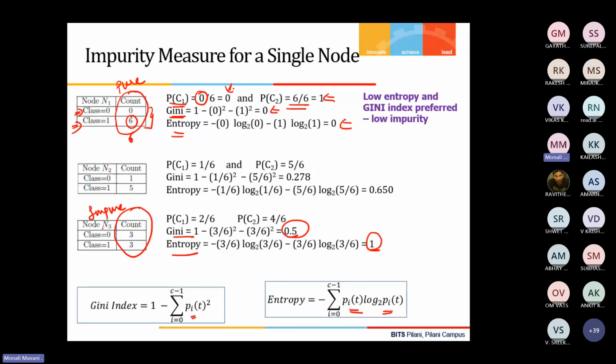That means whenever we have equal representation, entropy is 1. Higher the entropy, more the impurity. Higher the Gini value, the more impure the node. So the Gini value will go between 0 and 0.5, that's its range, and the entropy will go between 0 and 1. And we have something in between for some other counts, and then we calculate the value of Gini and entropy. This is just a mathematical calculation of how to calculate Gini and entropy and what their interpretation is.